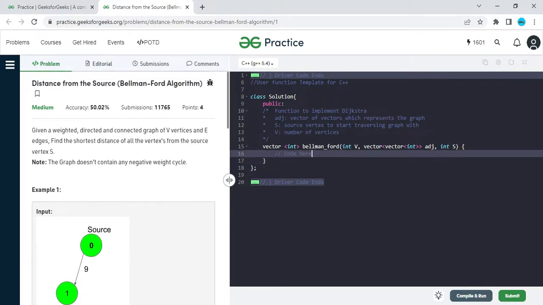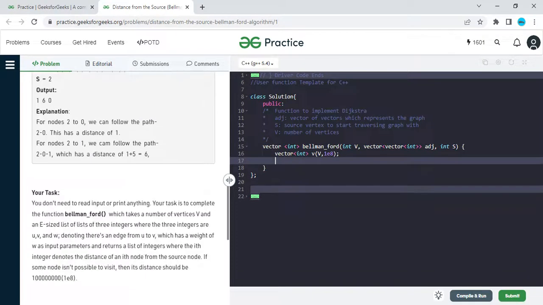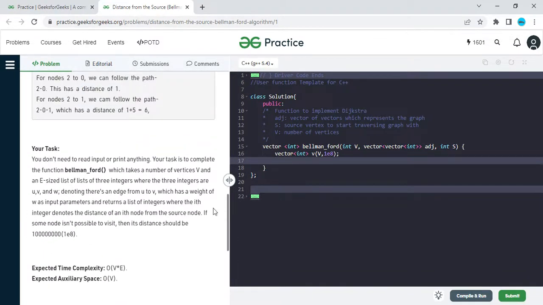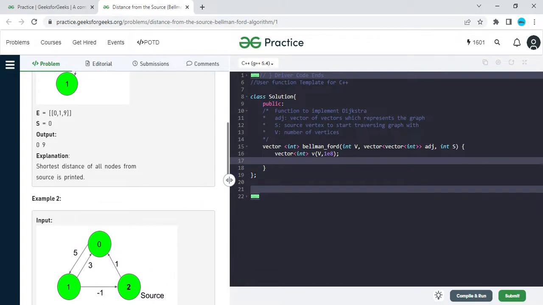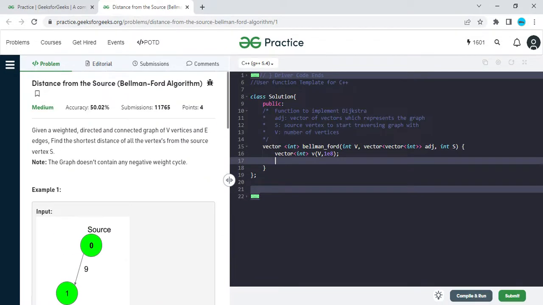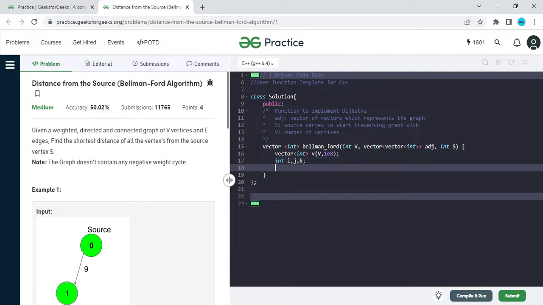So what I will do is, first of all, I will take a vector and initialize it with the number of vertices, and the initial value will be 1e8. Not int max, as it is given here that if some node isn't possible to visit, then the distance should be 1e8. It is actually quite a large value, so I am taking int max as 1e8. Now, taking my favorite variables i, j and k.